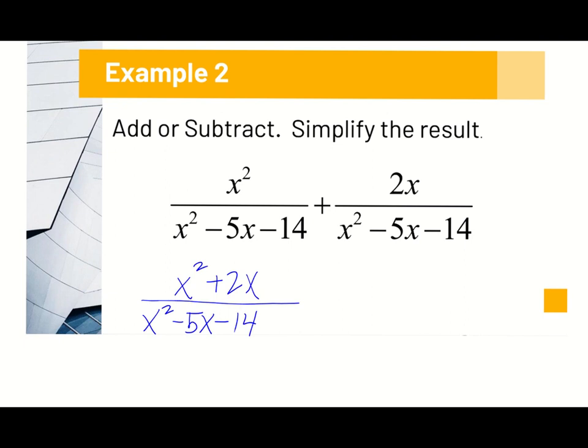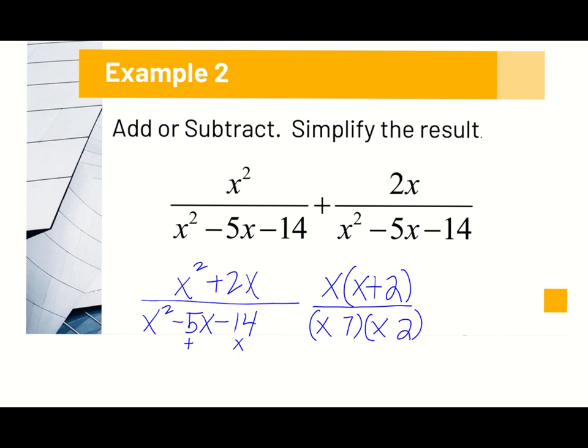All right, so now that I've added them, I want to simplify my result. So I'm going to factor the top. 2 terms, not a difference of 2 squares, so I just take out a GCF, which is just x. And I'm left with x plus 2. And then in the denominator, I have 3 terms with a lead coefficient of 1. So I'm thinking, okay, what adds to negative 5 and multiplies to negative 14? Well, it's going to be 7 and 2.